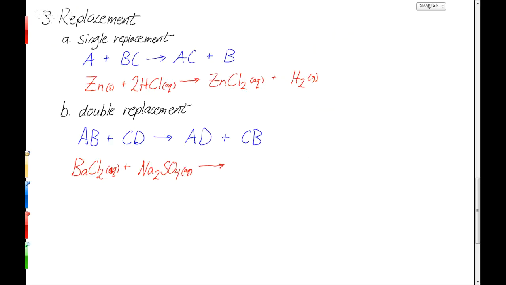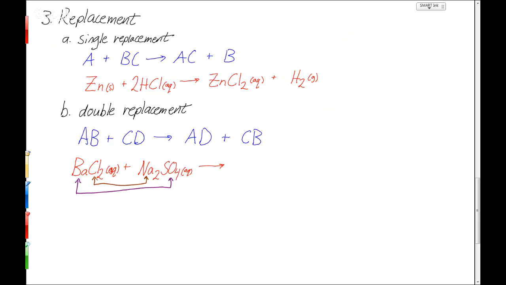We should be able to see that as a double replacement because you've got two ionic compounds: cation, anion, cation, anion. So they're going to switch partners, which means the barium is going to go with the sulfate, and the sodium is going to go with the chlorine. So barium with sulfate, and sodium with chloride.